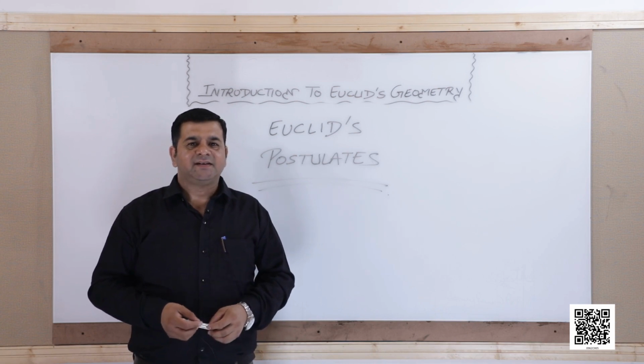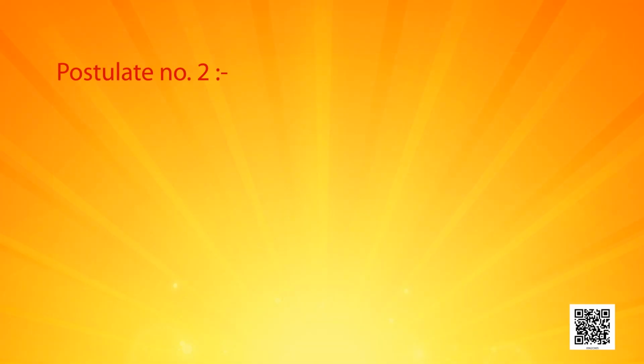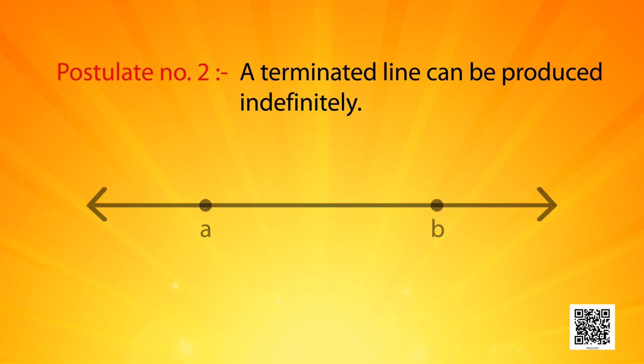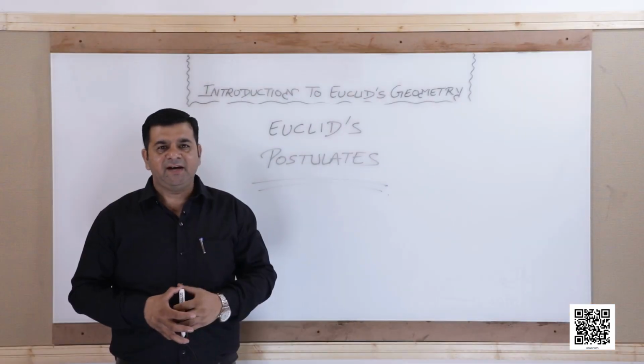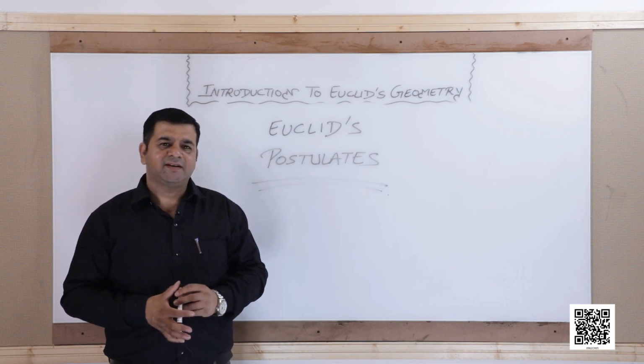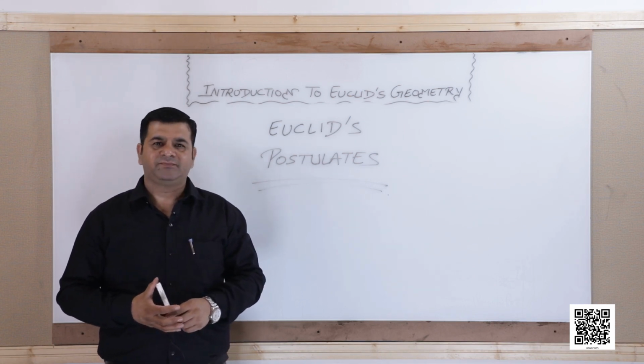Now let's study about his second postulate. A terminated line can be produced indefinitely. Now students, by terminated line we mean a line segment, but according to Euclid, a terminated line can be increased or produced infinitely in both the directions. So if you have a terminated line, you can produce it infinitely. This was his second postulate.